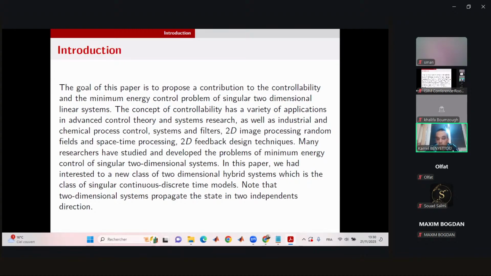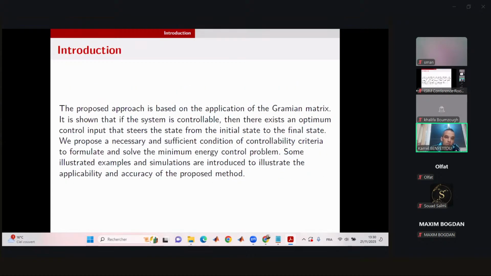Many researchers have studied and developed this technique, and our technique is based on two basic ideas. First, we must introduce the new definition of the controllability result using the Gramian matrix, and then we propose a new approach based on the Gramian technique to solve the problem of controllability and how we calculate the minimum value of the performance index associated with this system.